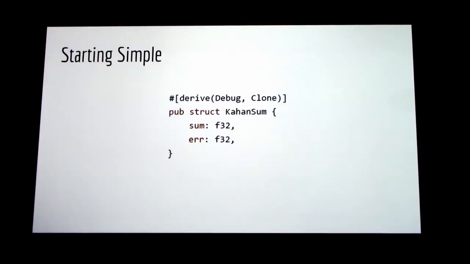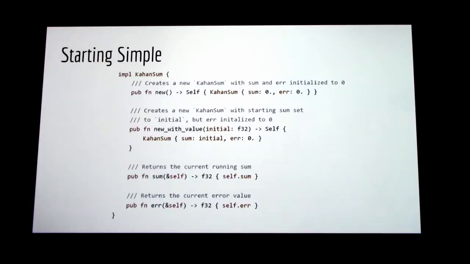I deliberately did not make sum or error public fields because there's no useful way for anyone to modify them. If you change error, you've just made things wrong. If you change sum, you should also be setting error to zero. So there's no point. Now we create an impl for our new struct. This basically gives our struct a bunch of methods. So we give it a default constructor, new, that just initializes the sum to zero. We have new with value that initializes it with a given value.